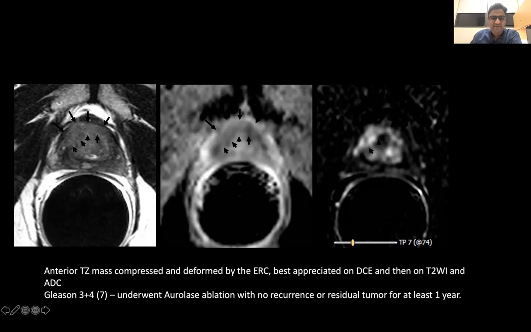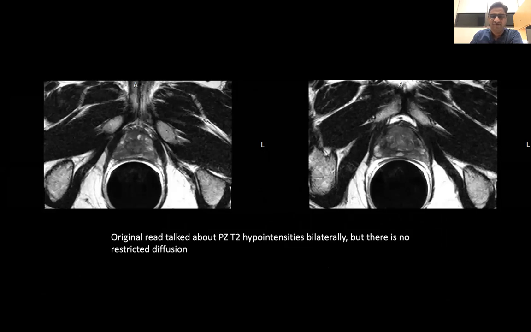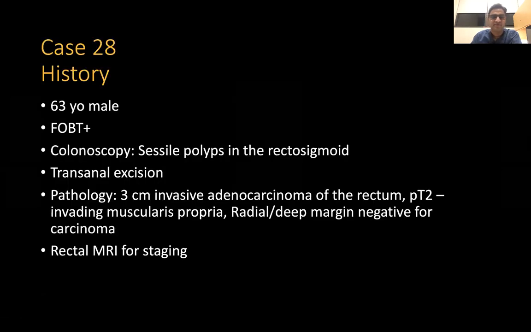So that was biopsied, and it turned out to be Gleason 3+4 and underwent ablation of this, one of our first ablation patients. And so unfortunately that wasn't picked up, but whoever was reading this was calling abnormalities in the peripheral zone because there was hyperintensity, but none of these were diffusion restricting. So it's important to look at everything.